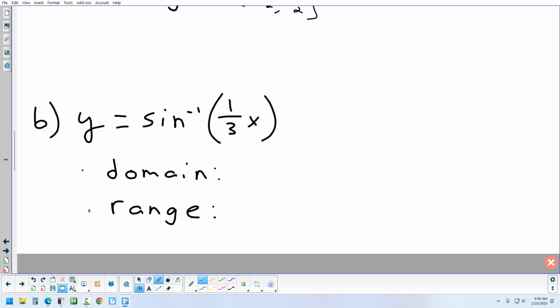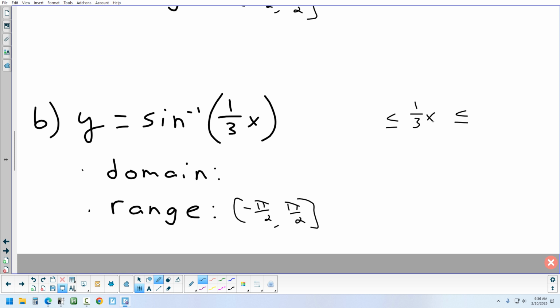What is my range for inverse sine? Moises, what's my range? Range would be negative pi over 2, pi over 2. Yep. Negative pi over 2 to pi over 2. Okay, but my domain is changing. So we're going to set up a compound inequality. Okay. What's going to go in the middle? How about Maddie? What's going to go in the middle? 1/3 x. Yep. We can put 1/3 x in the middle.